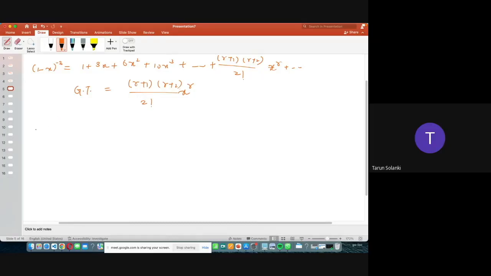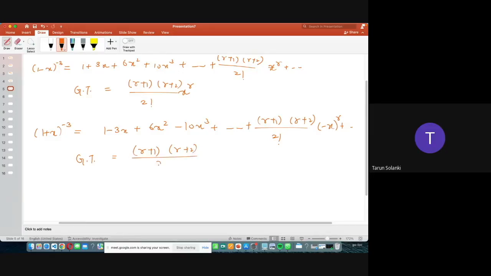Next is (1 plus x) to the power minus 3. That becomes 1 minus 3x plus 6x square minus 10x cube, and it goes up to (r plus 1)(r plus 2) divided by 2 factorial times minus x to the power r. The general term will become (r plus 1)(r plus 2) divided by 2 factorial, and here minus x to the power r. Just note down this, then we'll look at examples.